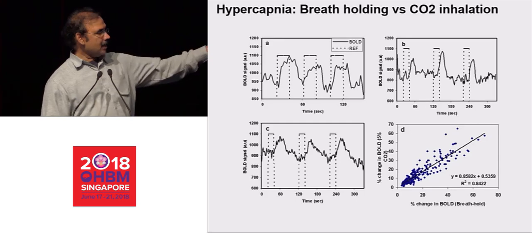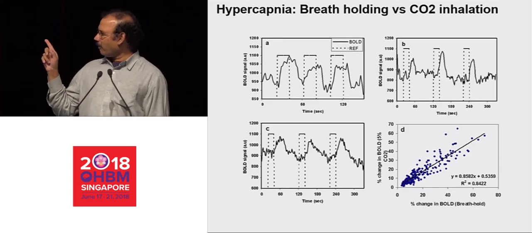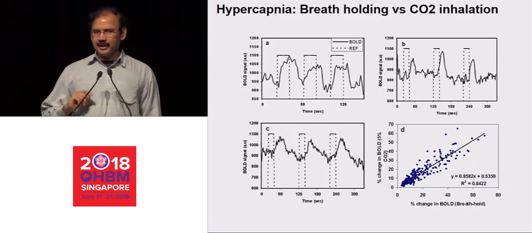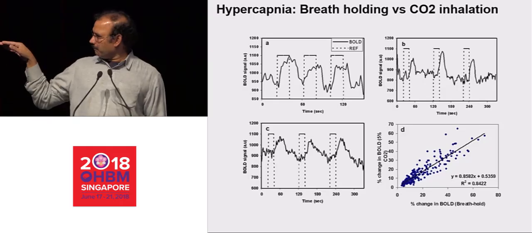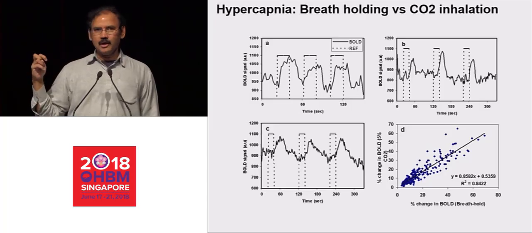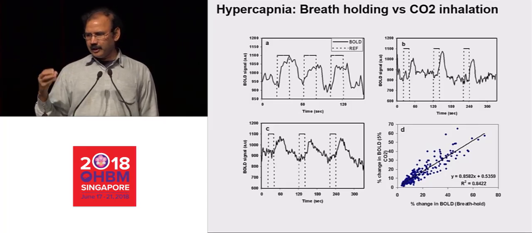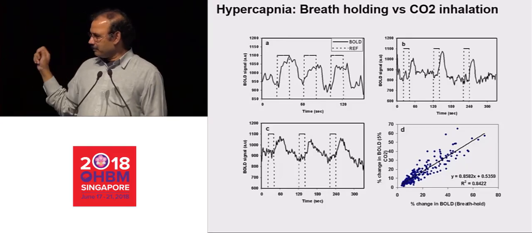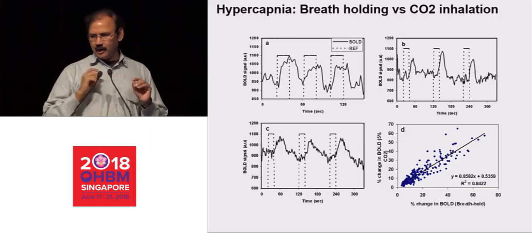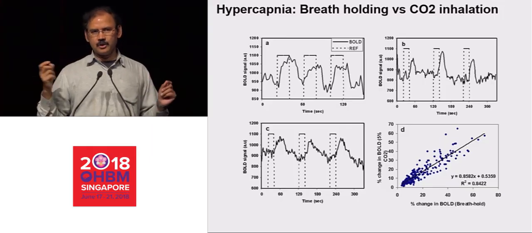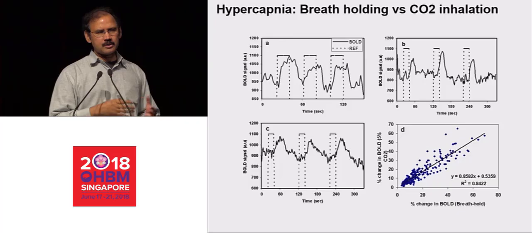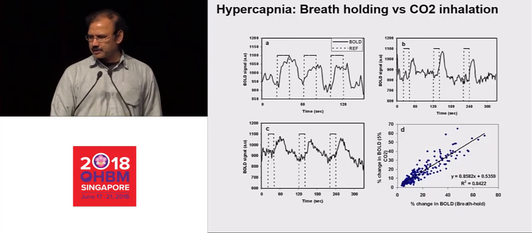This is showing, I don't know which one the pointer is. On the left, top is finger tapping, bottom is breath holding. Top right is breath holding, bottom left is CO2 breathing, and then bottom right is showing voxel-wise correlation between breath holding and CO2, and they are very well correlated, which is somewhat to be expected because they both are hypercapnic stimuli.